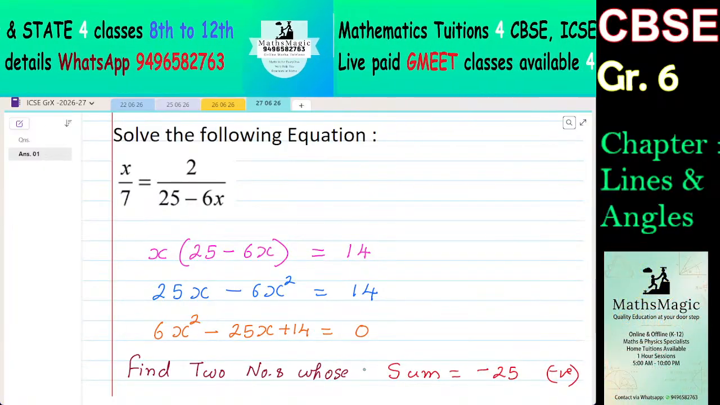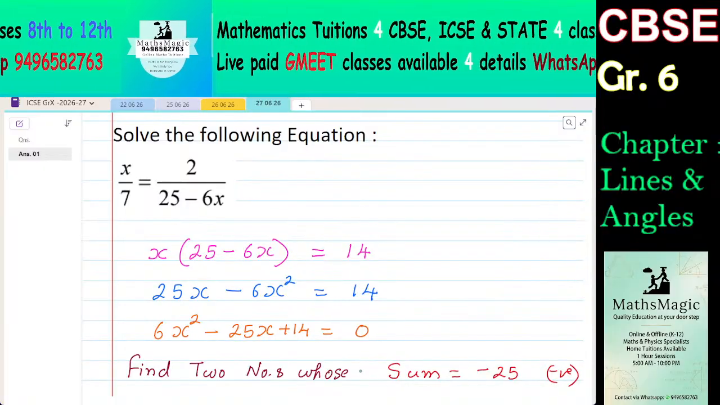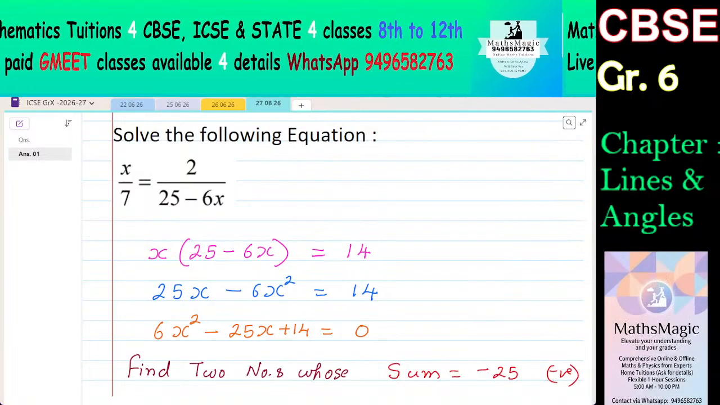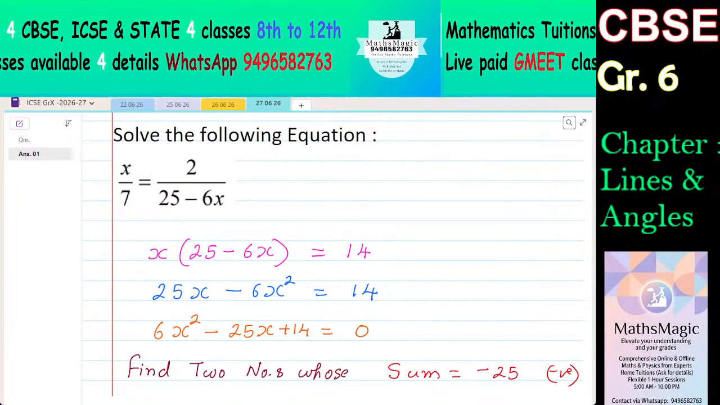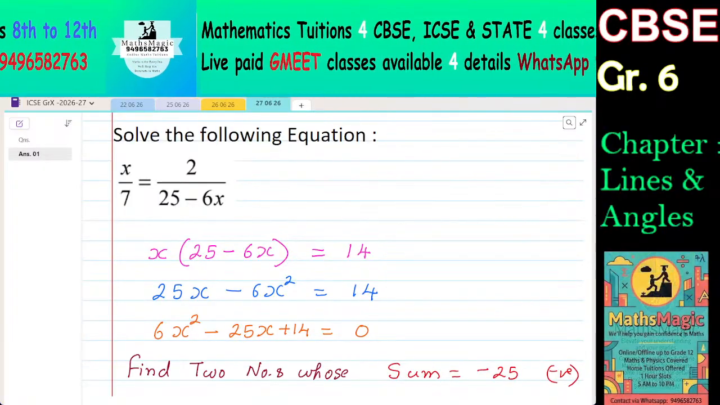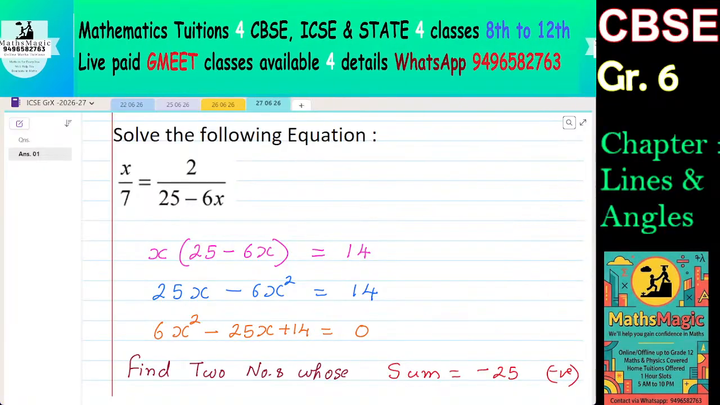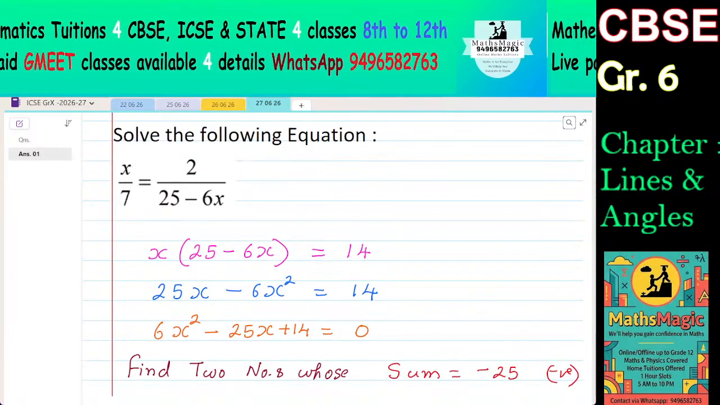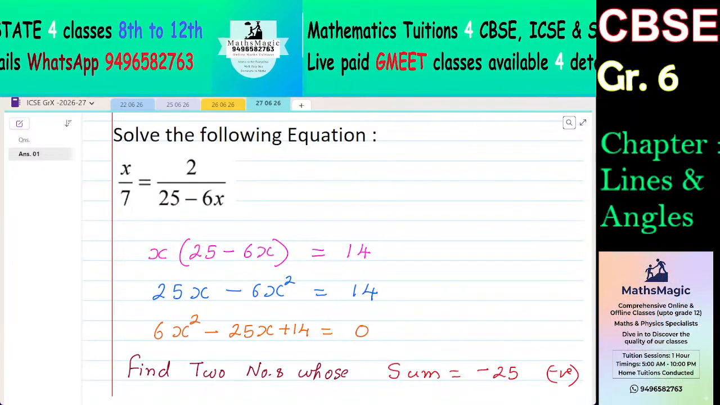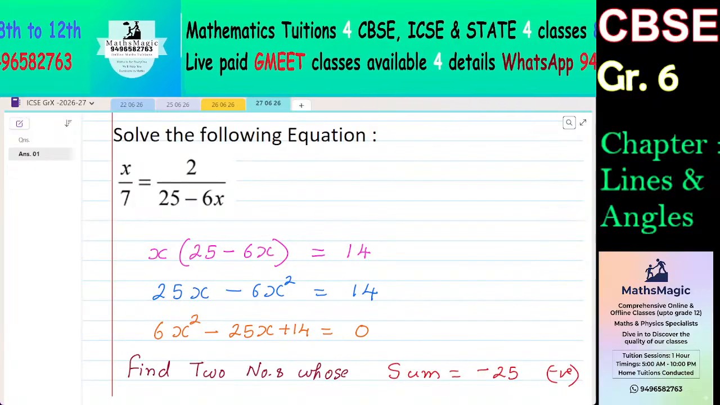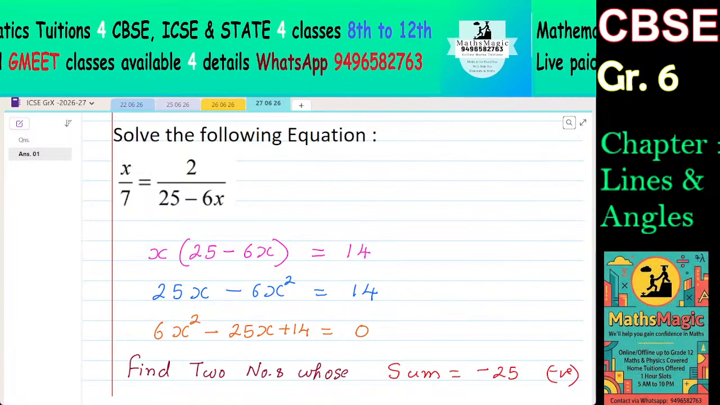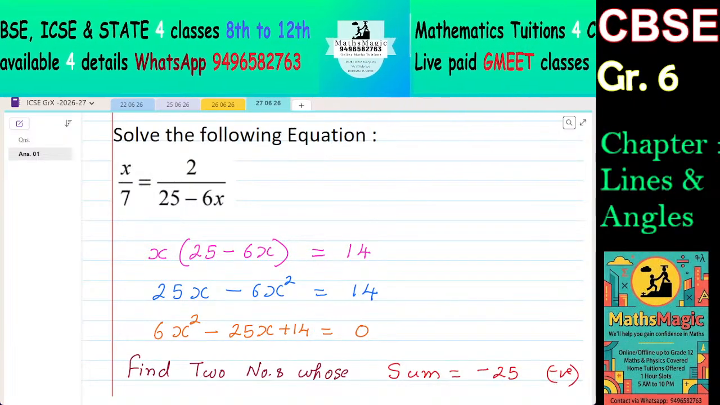On cross multiplying, you will get x times (25 minus 6x) equals 2 times 7, that is 14. On expanding, you will get 25x minus 6x squared equals 14. Take that minus 6x squared and 25x to the right side. You will get 6x squared as positive, 25x will become minus 25x, and 14 will be as it is. So I got a new quadratic equation: 6x squared minus 25x plus 14 equals 0.